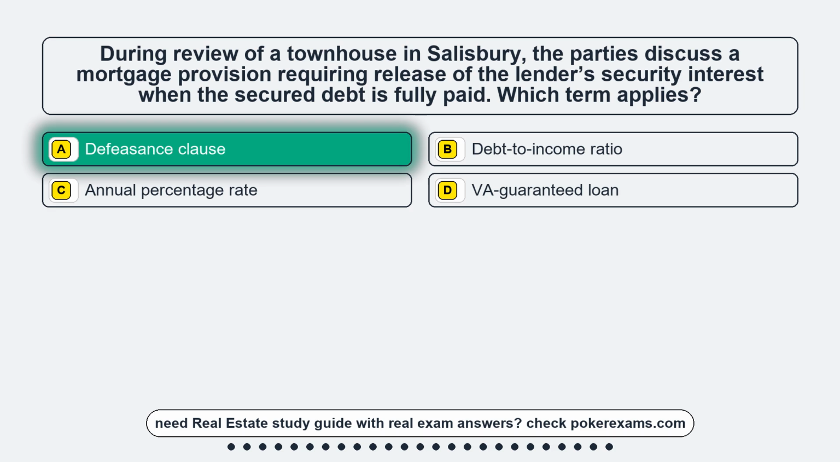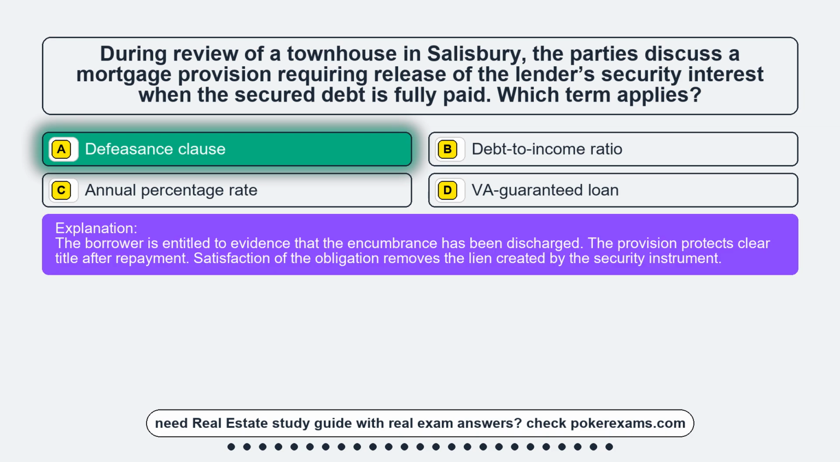The correct answer is option A, defeasance clause. The borrower is entitled to evidence that the encumbrance has been discharged. The provision protects clear title after repayment. Satisfaction of the obligation removes the lien created by the security instrument.